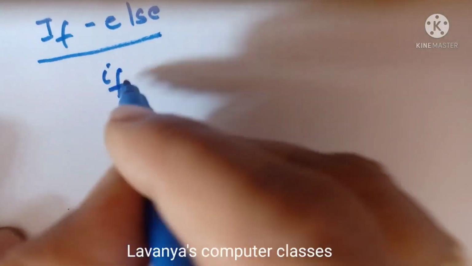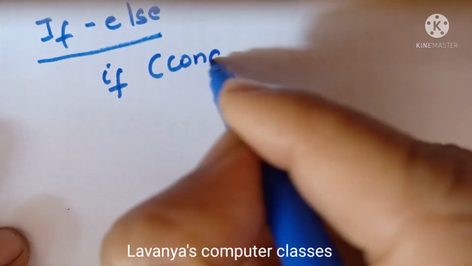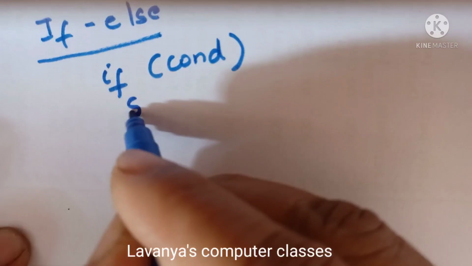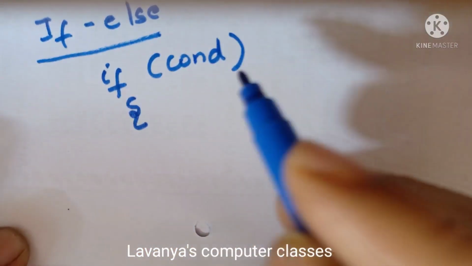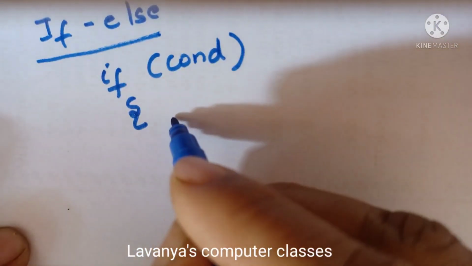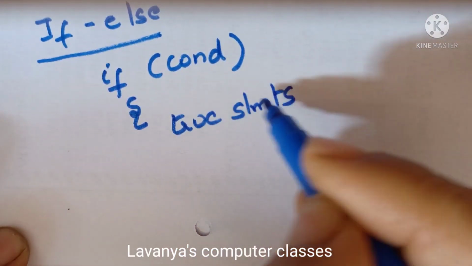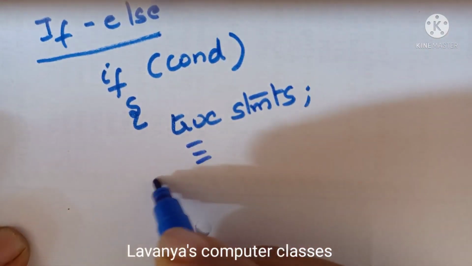The syntax is: if (condition). The condition is compulsory, keep it in the brackets. The condition may be either true or false. If the condition is true, execute the true statements, whatever they are.